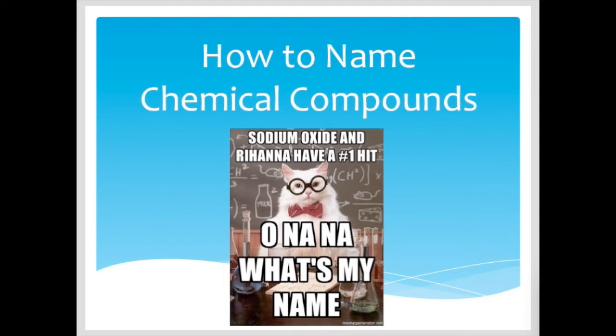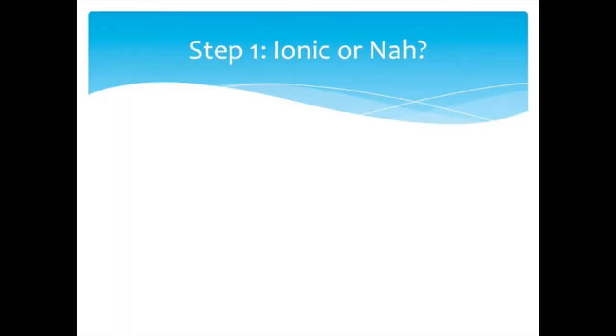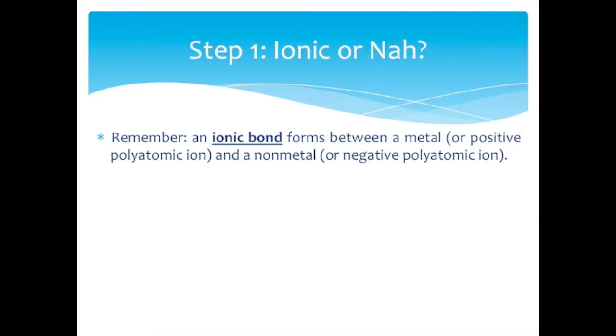Hey guys, in this lesson we're going to review how to name chemical compounds. The first question you should ask yourself when you see a compound and you're asked to name it is: is this compound ionic or not? Well, how do you know? You've got to remember that an ionic bond forms between a metal, or a positive polyatomic ion, and a nonmetal, or a negative polyatomic ion.